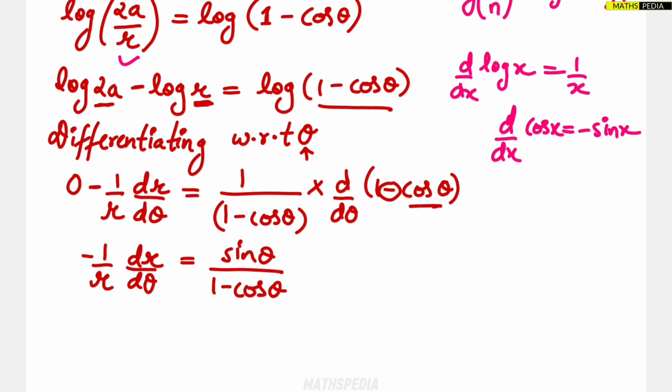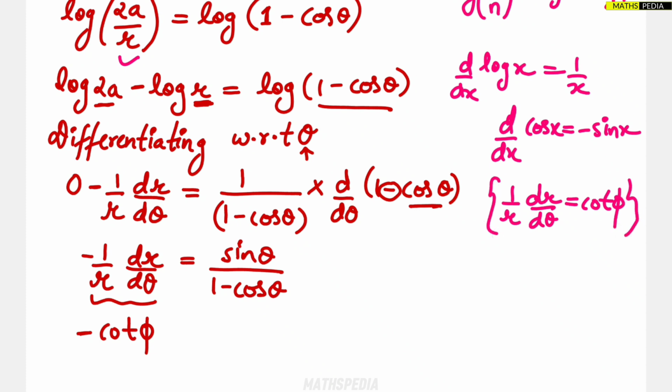Now we'll try to bring it into which form? First the LHS part. 1 by r dr by d theta can be written as cot phi. We have already studied this. The minus sign is already there. Always remember 1 by r dr by d theta is equal to cot phi. Directly you have to write this part. From this only we can get the value of phi, which is the angle between the radius vector and the tangent. So cot phi is equal to, now the RHS part also we have to bring into cot or tan form. From tan form it is easy to convert to cot, by 90 minus theta. If we are getting cot, it is very good.